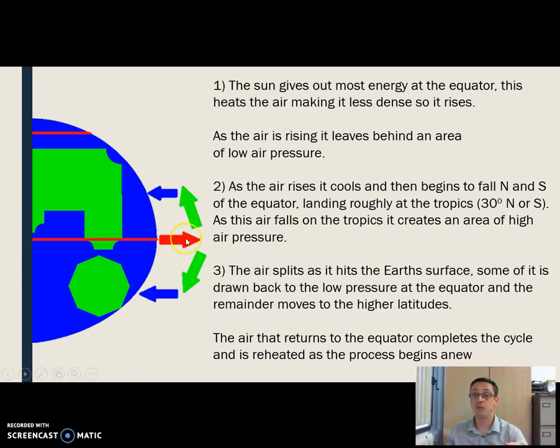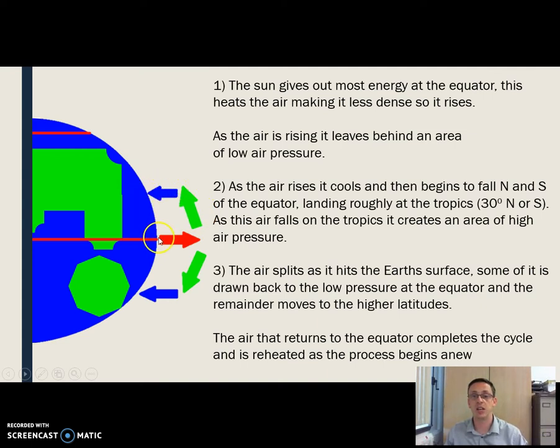As the air rises, it cools, and then it begins to fall north and south of the equator, and it lands at around the tropics, about 30 degrees north or south of the equator. As the air falls, it creates an area of high air pressure because we've got that air pushing down. As it hits the Earth's surface here, it's deflected. The air can't pass through the Earth's surface, so it gets deflected. Some of it goes north, and we'll talk about that later on, but the rest of it travels south, back towards the equator, where it gets reheated, and this whole cycle keeps going.